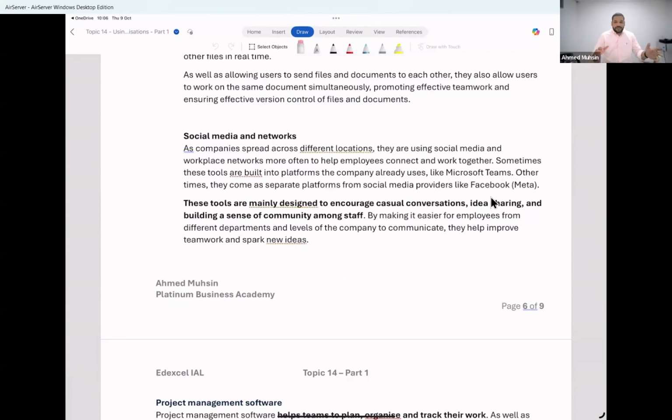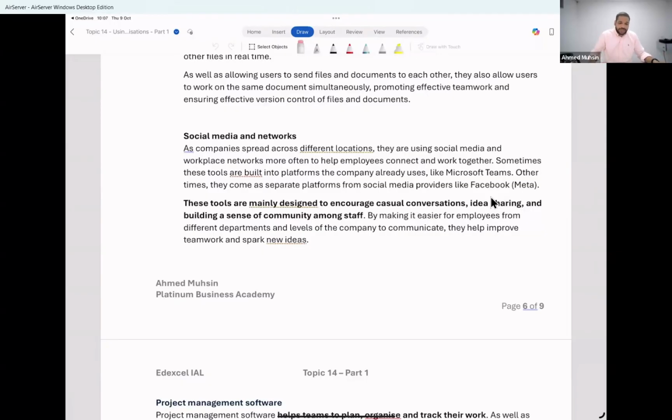Everybody okay with this? Certain companies will be using Microsoft Teams as an example to connect the whole company together. Other organizations will be using social networking platforms like Facebook, for example, to connect everybody together. If you think about this, guys, Meta also owns WhatsApp, right? On WhatsApp, you have a very simple tool which we use, which is group messaging. Okay, keep reading it.